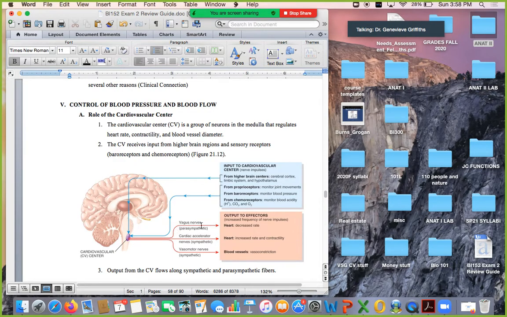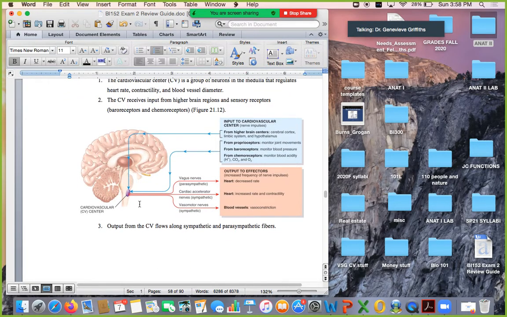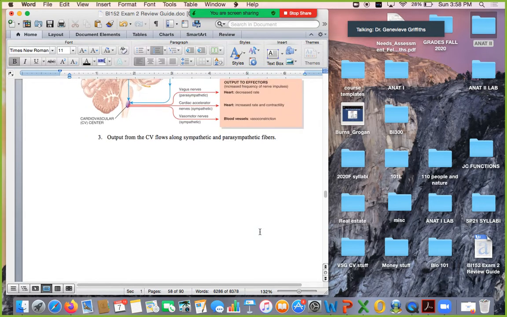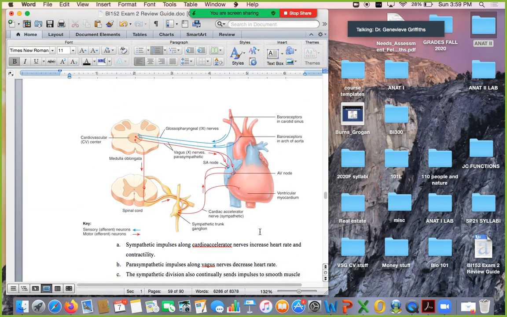Parasympathetic nerves are going to carry the parasympathetic output through the vagus nerve to cause a decreased heart rate. Sympathetic nerves like the cardiac accelerator nerve are going to increase your heart rate and contractility. And then vasomotor nerves, also of the sympathetic pathways, are going to cause vasoconstriction of your blood vessels. So output from the cardiovascular center is going to flow along both the sympathetic and the parasympathetic fibers, which are going to cause opposite reactions.